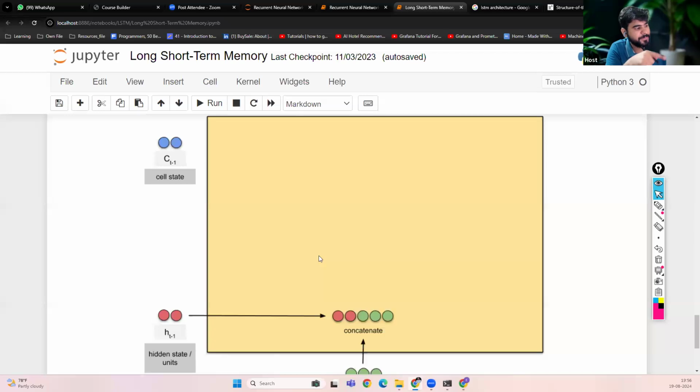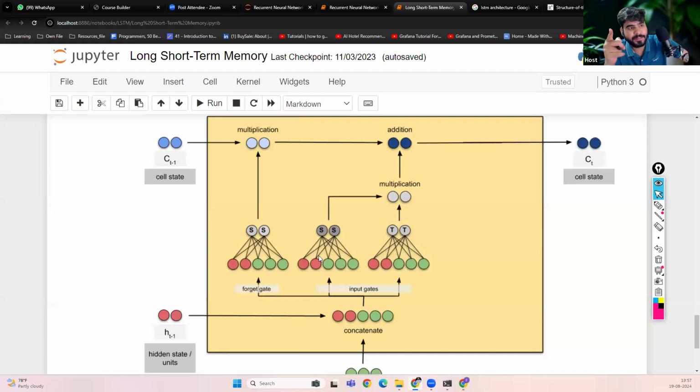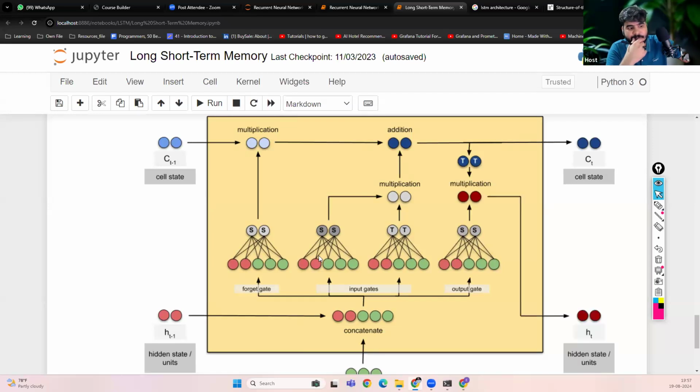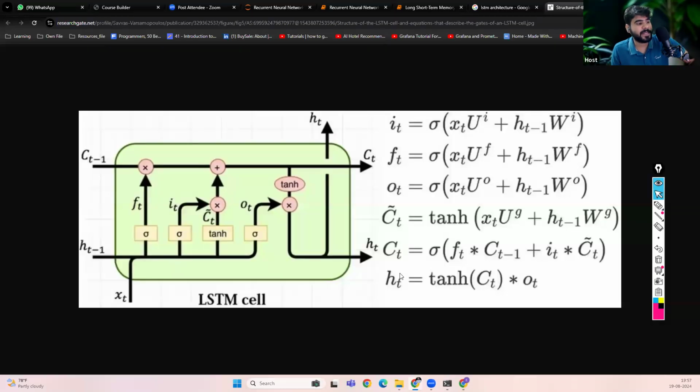So input gate, concatenation that we are doing, forget gate, multiplication with C of t minus 1, again input gate, multiplication, addition, then memory gate, then again output gate, and we are getting the final h of t. Okay, same thing that we have here.